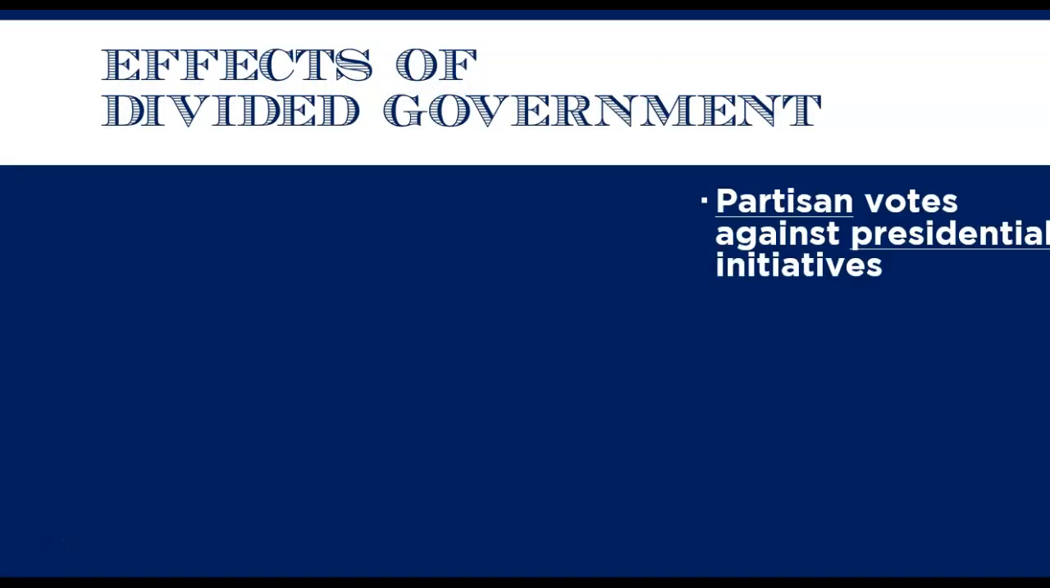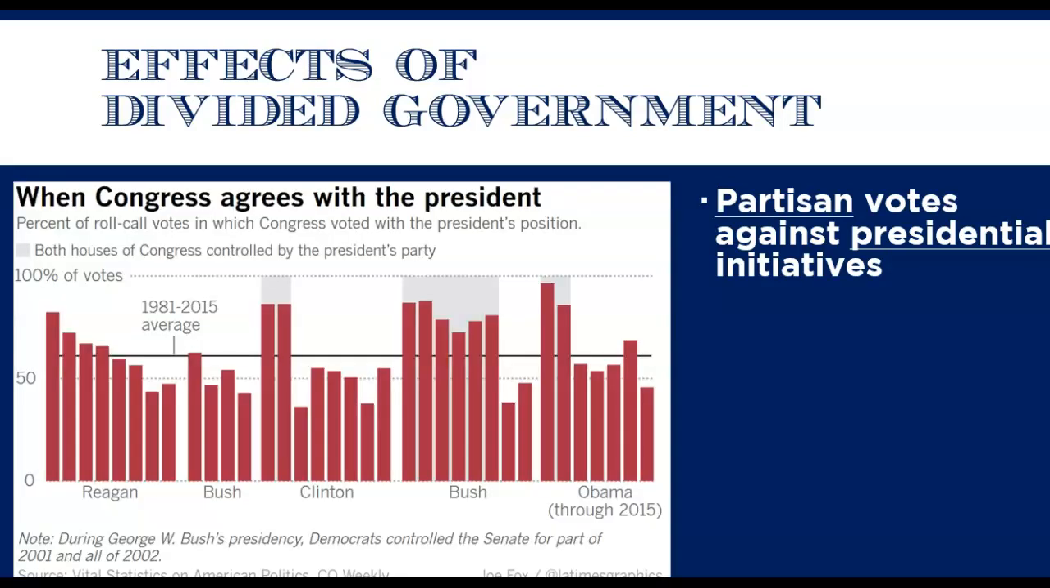Let's talk about the effects of a divided government. Talk about partisan votes against presidential initiatives. This is just a graph showing when Congress agrees with the president. A lot of these things are very highly regarded as passing. The chances of them passing are obviously very high.